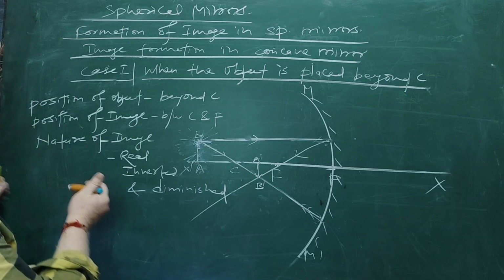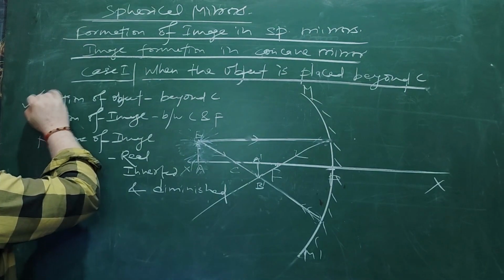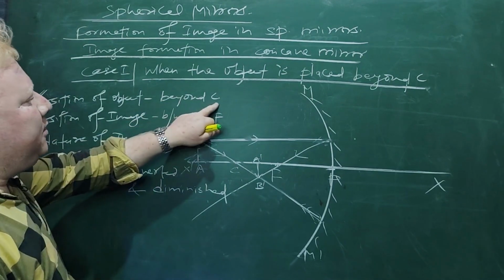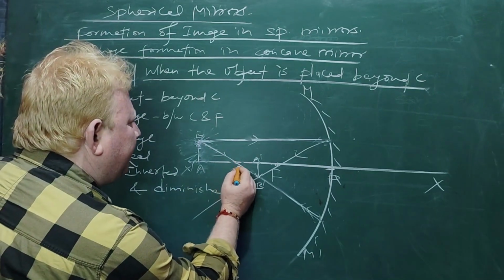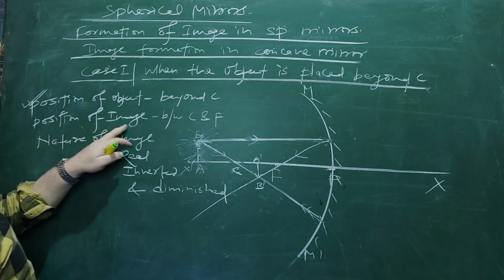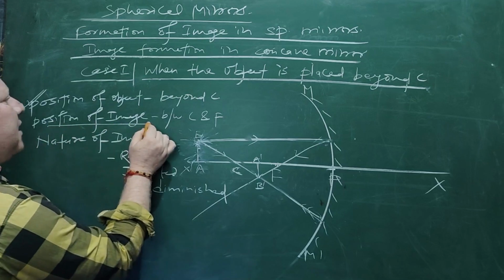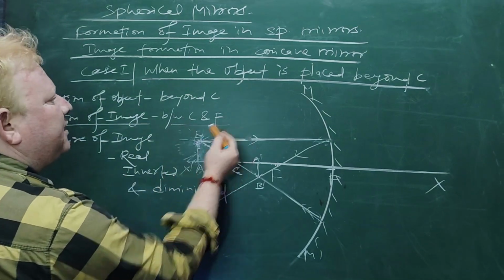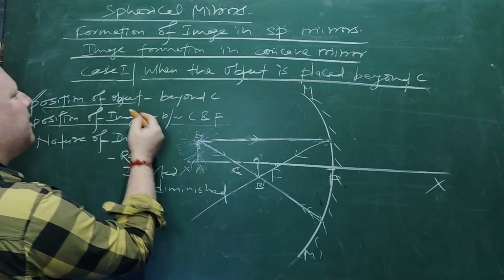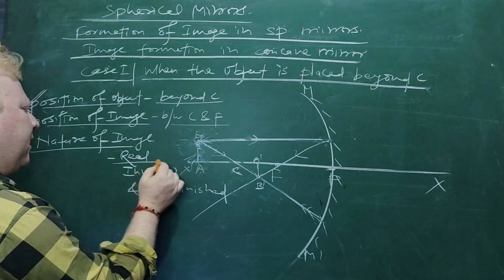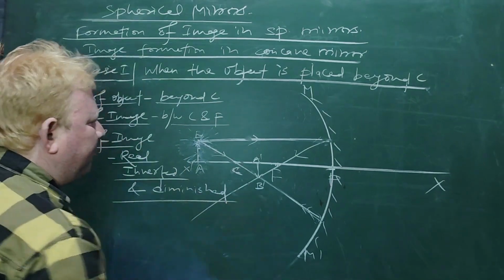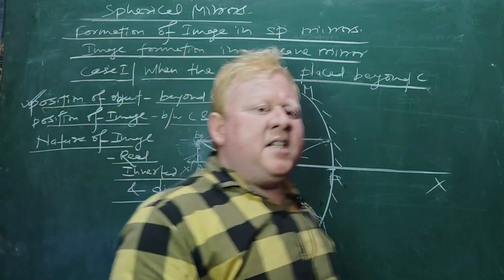So what is the position of object here? The position of object is beyond C. You can see here the object is placed beyond C. This is the C point. And what about the position of image? The position of image was between C and F. The position of object was beyond C. And what about the nature? The nature is real, inverted and diminished. This is case number 2.